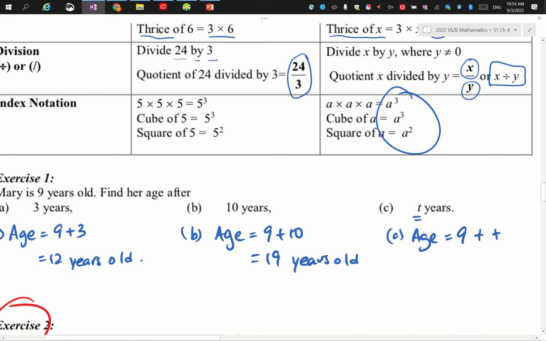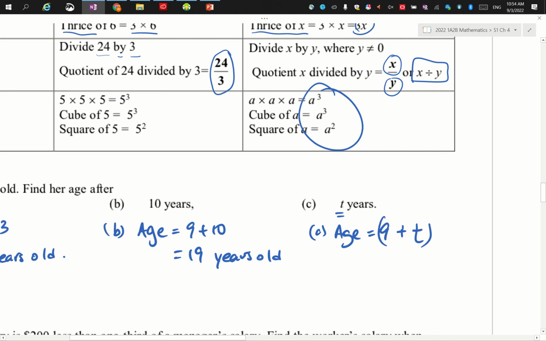Does it look like 9 plus T? Does this look like 9 plus T? It looks like 9 plus plus, right? So change the way you write the letter T. Put cursive, with a little tail. So it becomes clear, you don't confuse yourself. So this is the age after T years, and put a bracket, years old.